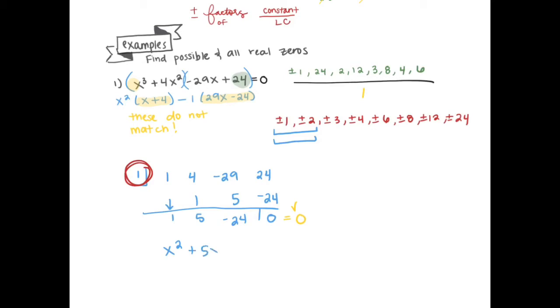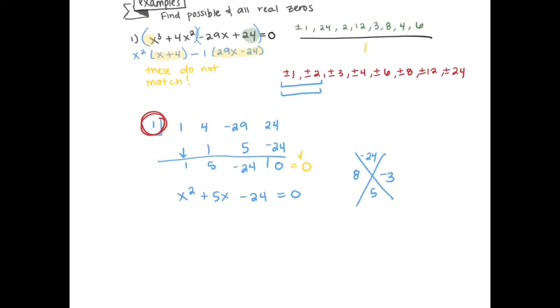So now I'm going to take my resulting polynomial, which is x squared plus 5x minus 24, and factor it. So I need two numbers that multiply together to give me negative 24 and add to give me 5. That's 8 and negative 3. So I've got x plus 8, x minus 3.